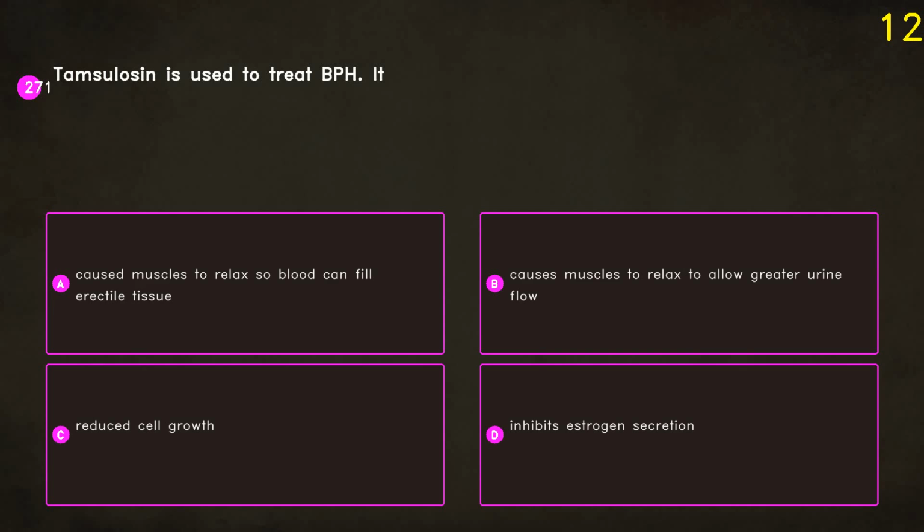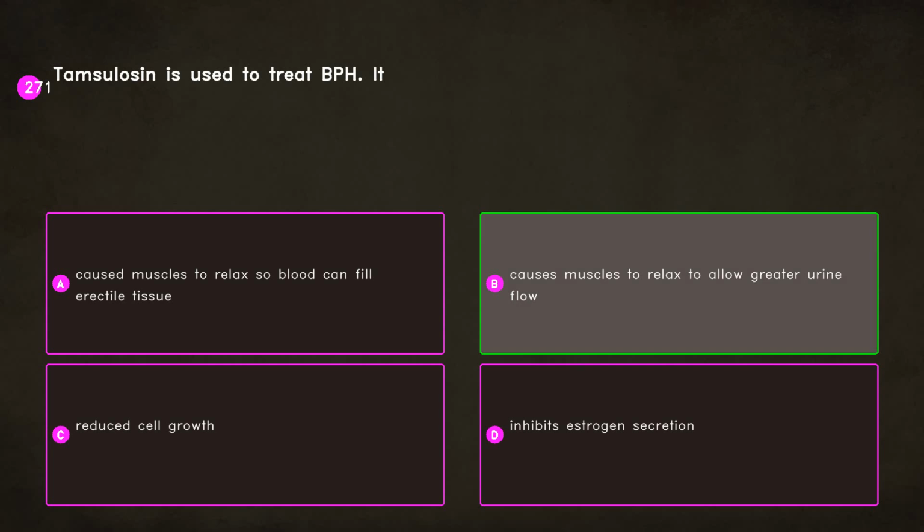Question 271. Tamsulosin is used to treat BPH. It A. Causes muscles to relax so blood can fill erectile tissue, B. Causes muscles to relax to allow greater urine flow, C. Reduces cell growth, D. Inhibits estrogen secretion. The correct answer is causes muscles to relax to allow greater urine flow.